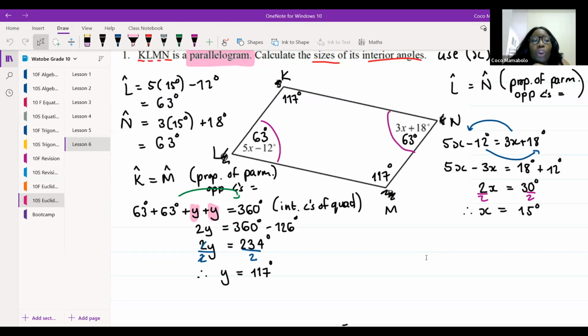And I'm going to warn you now, I'm warning you now. Parallelograms come up when we look at analytical geometry. So you must know your properties, not just of parallelograms, but of quadrilaterals.